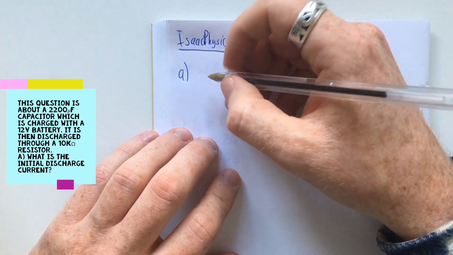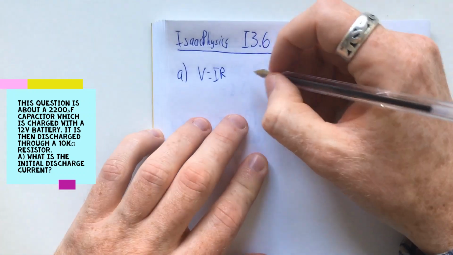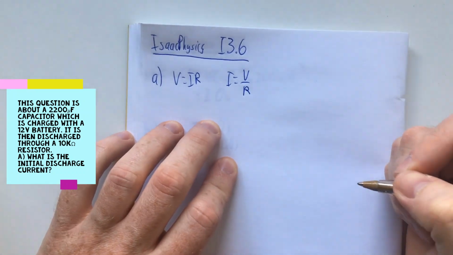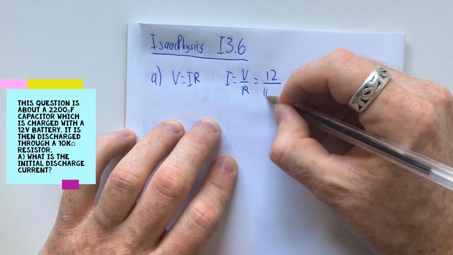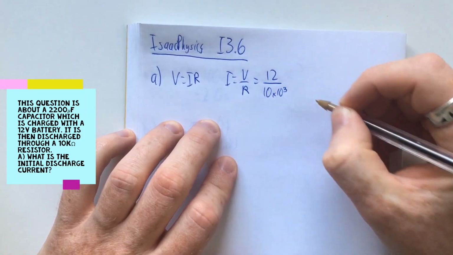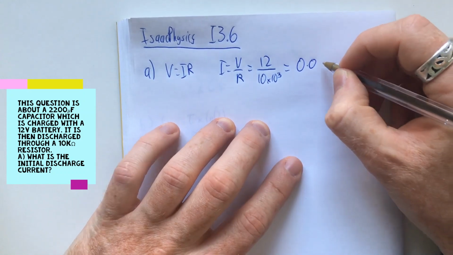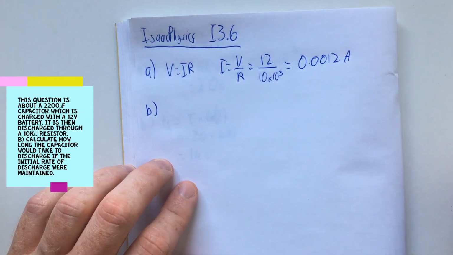So for the first part, all we have to do is V equals IR. We've got to work out the initial current, so the initial current is going to be V over R. The voltage will be 12, and the resistance will be 10 kilohms, so 10 times 10 to the power of 3. That equals 0.0012 amps.